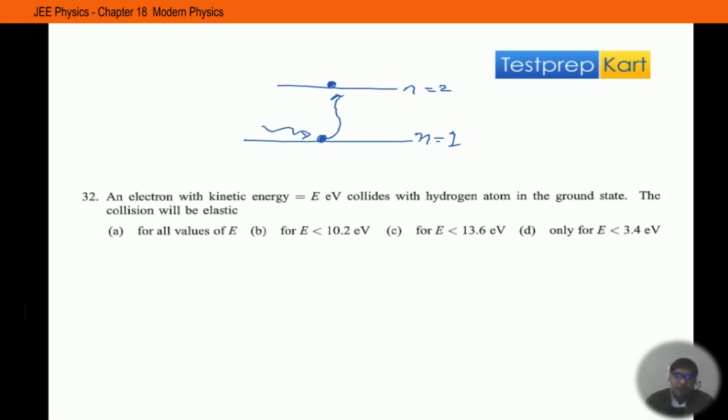So look, if you calculate energy, that is 13.6 over n square, right? So the energy difference between these two levels would be 13.6 into 1 over 1 square minus 1 over 2 square, that is 1 minus 1 over 4. So this energy difference would be 13.6 into 3 by 4. So the minimum energy difference for absorption is equal to 10.2 electron volts.